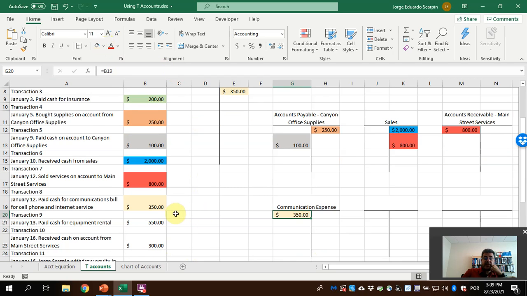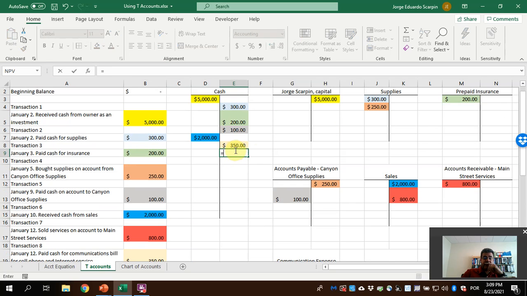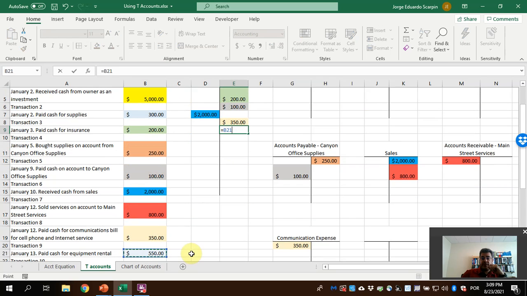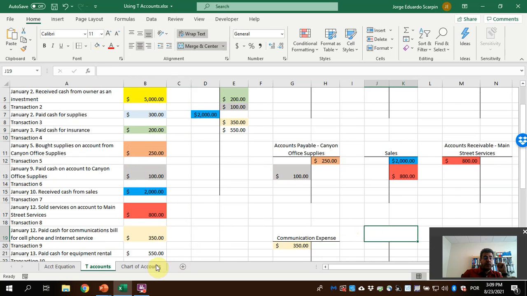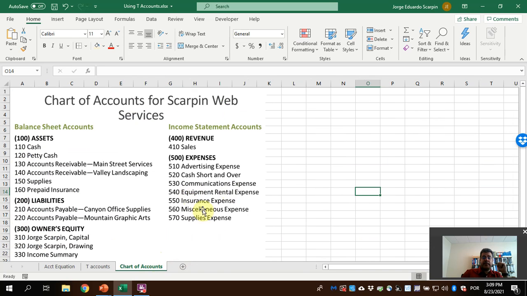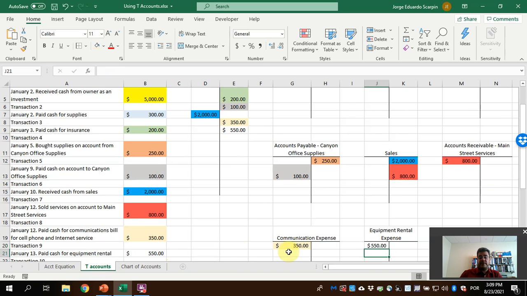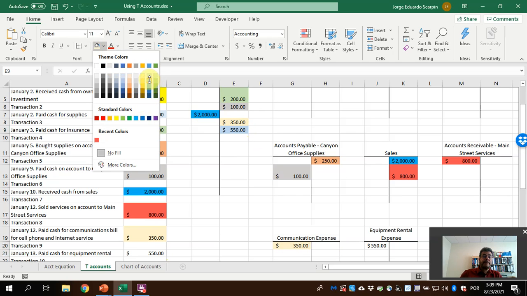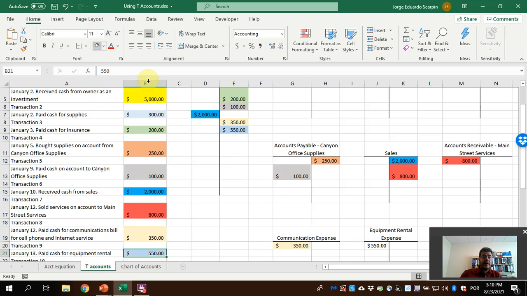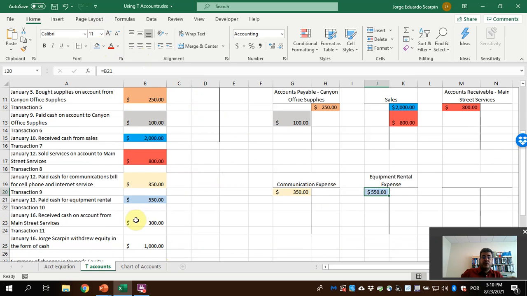Okay, same colors. Equipment rent, pay cash. So paid cash, 550. And equipment rental expense. So equipment rental expense equal 550. $550 and $550. Almost ending.